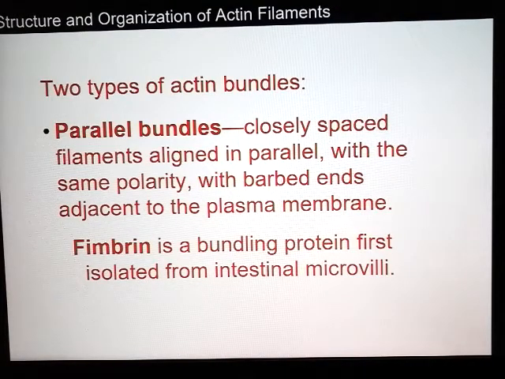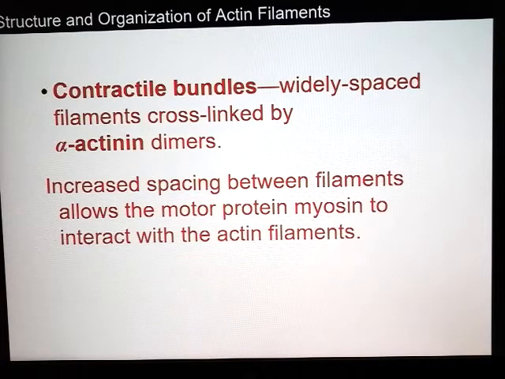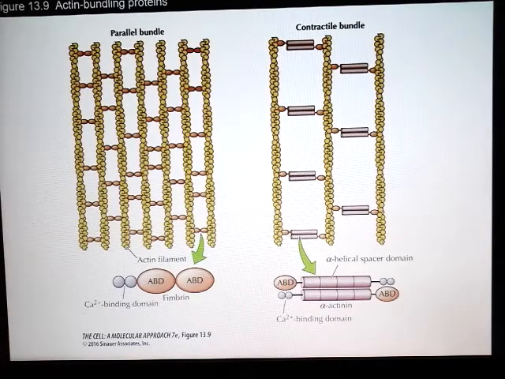So actin bundles can be broken into two types: parallel bundles, they're closely spaced, and they have the same polarity. And one important bundling protein, guys, is called fimbrin, and that's actually isolated from intestinal villi. Contractile bundles are the second type. They're widely spaced, and they're cross-linked by alpha-actinin dimers. Okay, so increased spacing then between filaments allows the motor protein myosin to interact with the actin filaments.